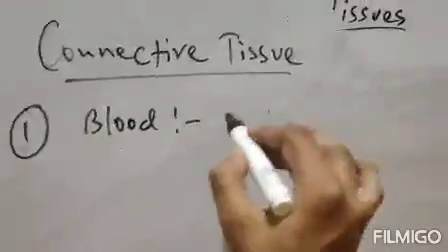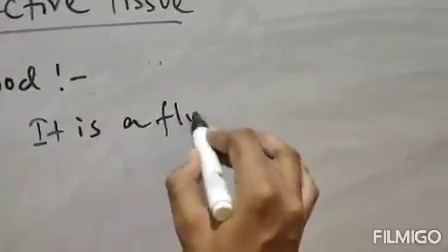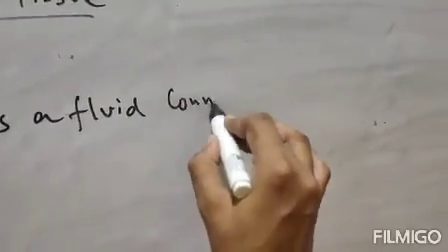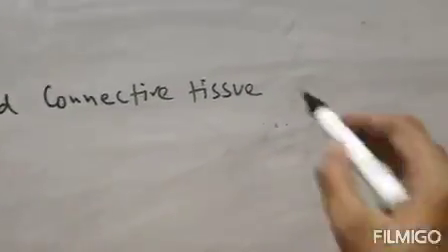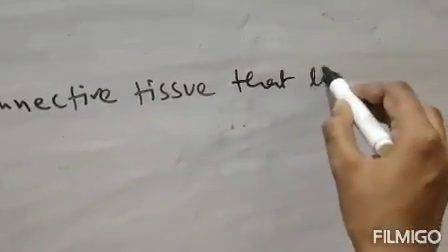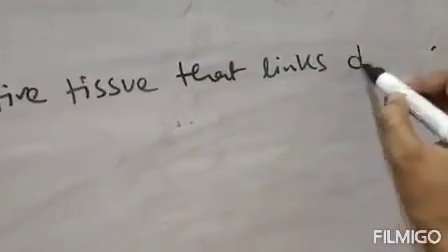So number 1 point, blood is a fluid connective tissue that links different parts of the body.